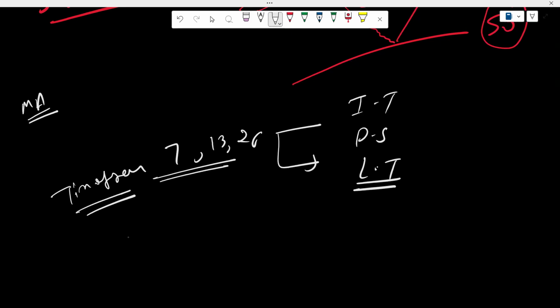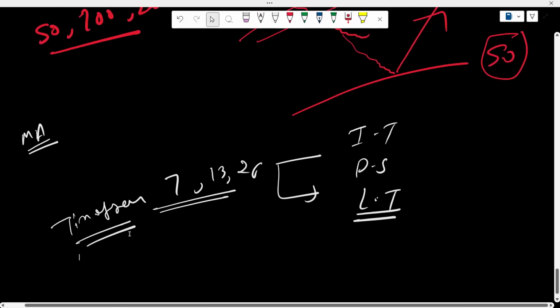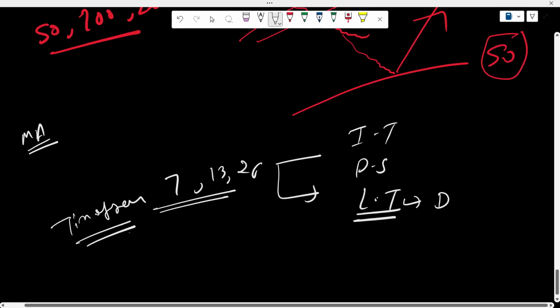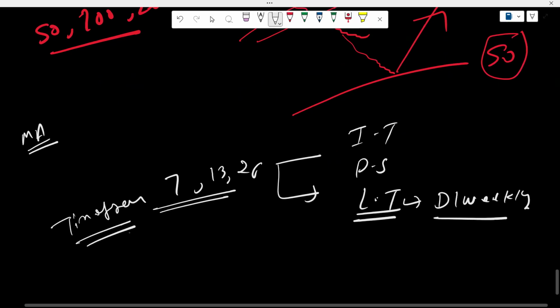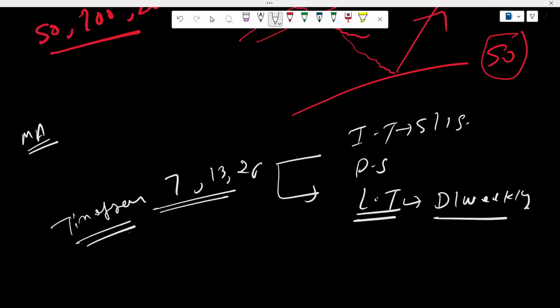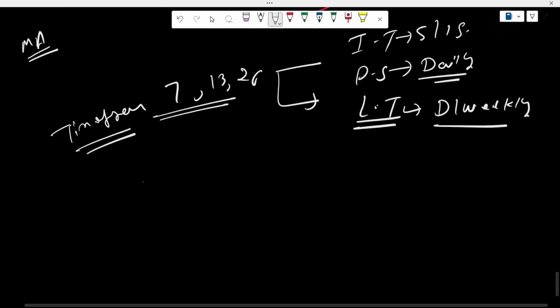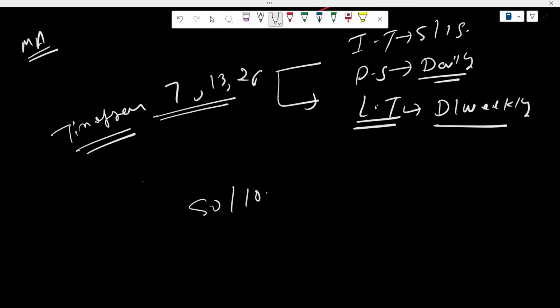So for long term the time frame becomes 50, 100, and 200? No, no, time frame means daily, weekly, monthly. For long term, the time frame will be daily or weekly. For intraday, your time frame will be 5 or 15 minutes. For positional, put it on the daily.